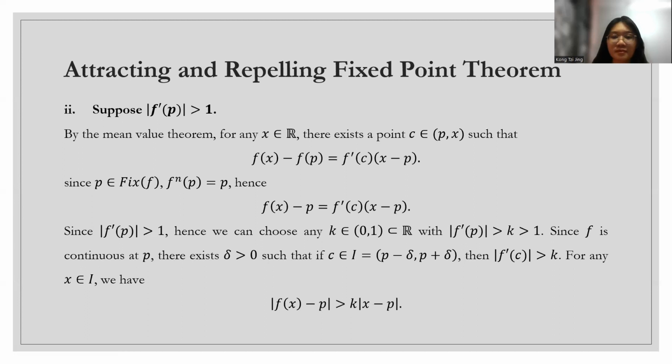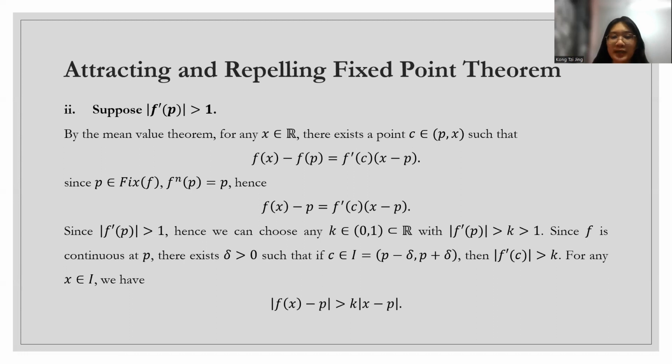For part 2, which is the repelling fixed point theorem, the proof is very similar to the attracting fixed point theorem, which is first we use the mean value theorem. And since in this case we assume |f'(p)| is more than 1, we can choose a k with |f'(p)| more than k more than 1. Furthermore, since f' is continuous at p, there exists a delta more than 0 such that if c is inside the interval, then |f'(c)| is more than k.